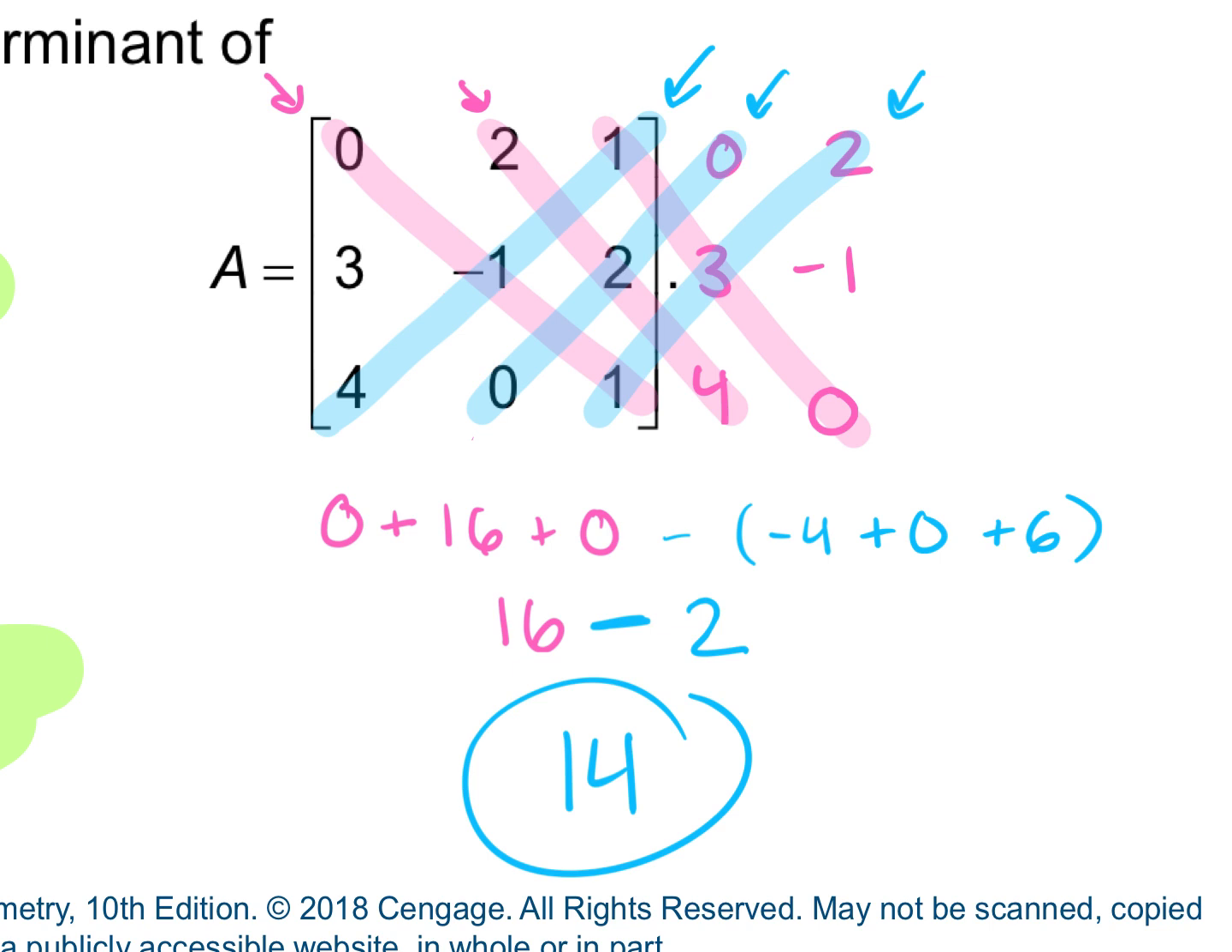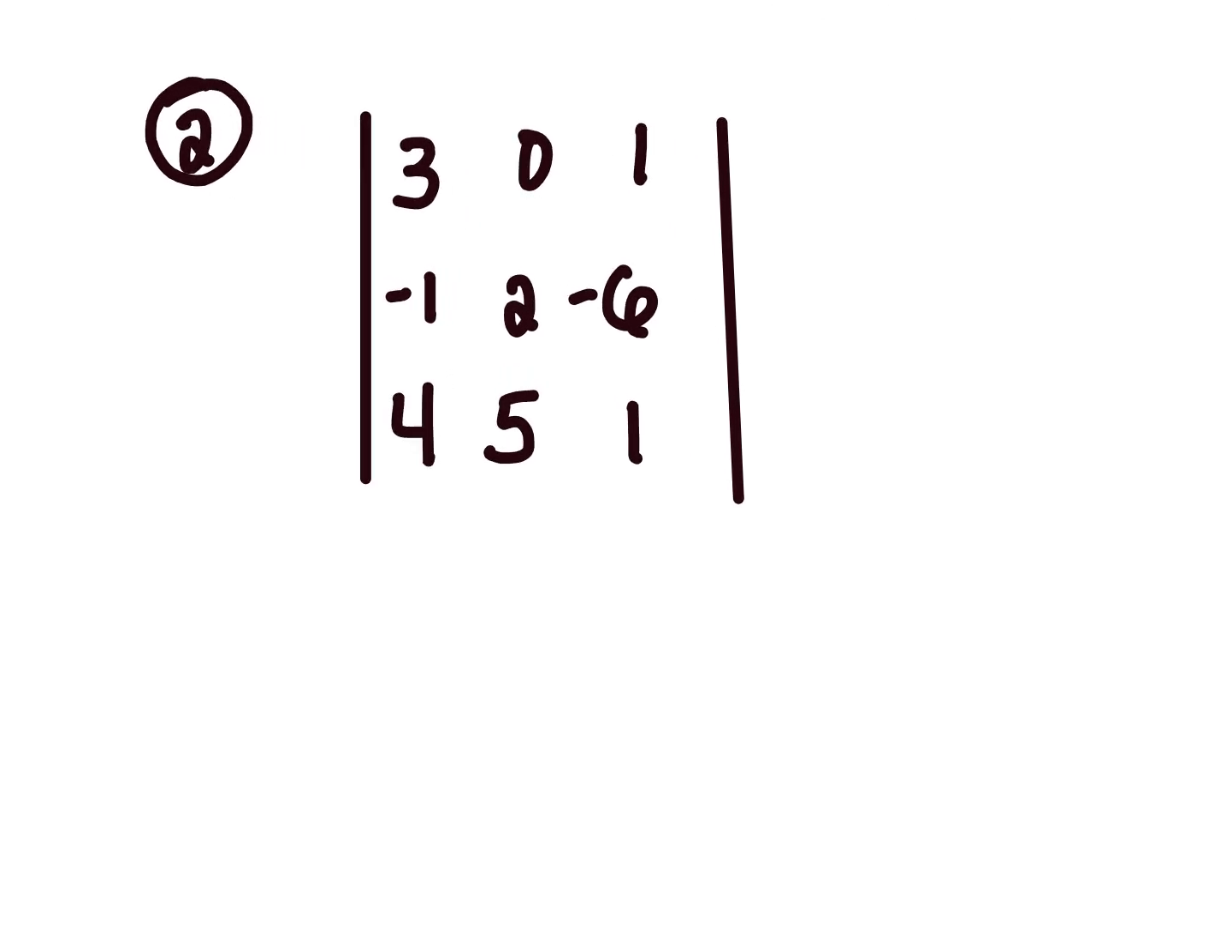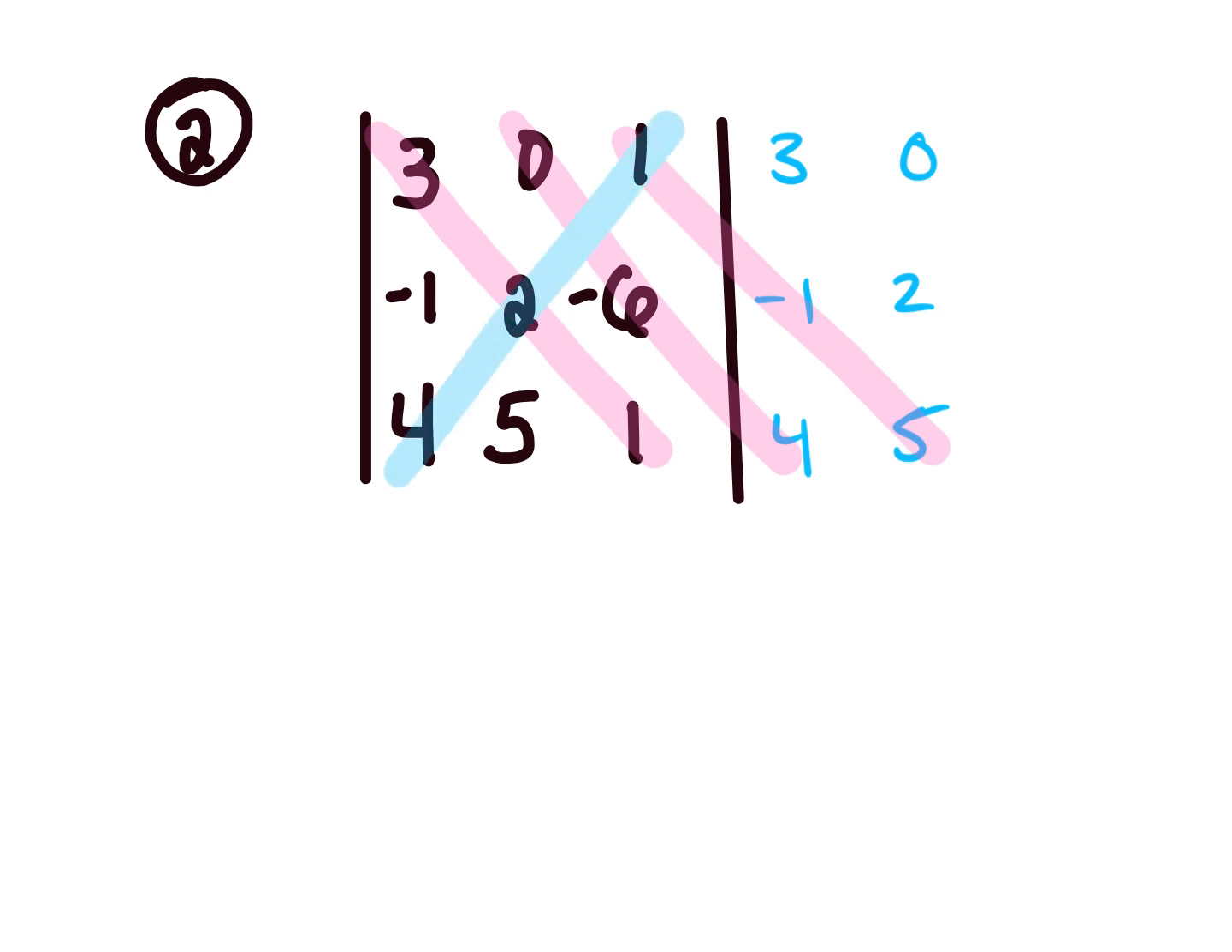Did you just say 18? 14. All right, what's step 1? You gotta switch it. We want to rewrite our first 2 columns. We have 3, negative 1, 4, 0, 2, 5. Next, we want to identify our majors and our minors. So majors start at the top left. We've got major, diagonal, major. Then our minors start at the bottom left. Minor, minor, minor.